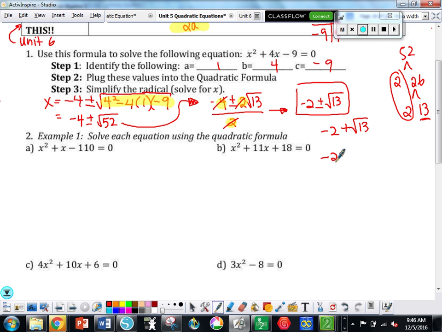Or this means negative 2 minus the square root of 13. Could you get a decimal for this? Yes. Do you want to? You're right, but a quadratic crosses twice, right? So you're going to have two different numbers.